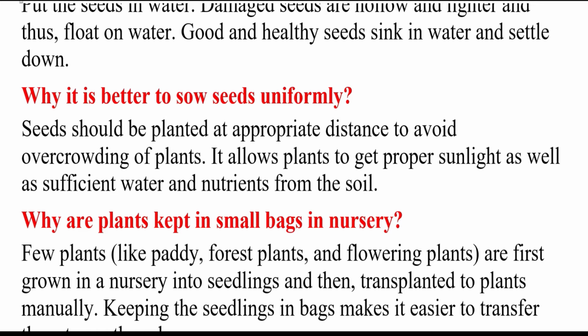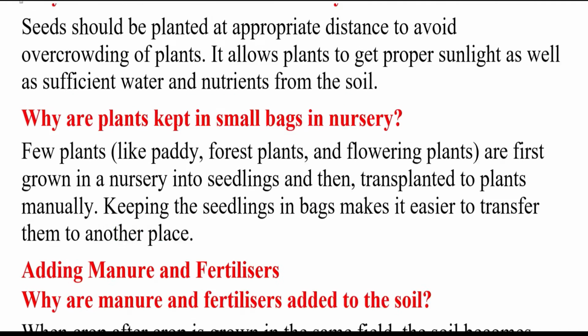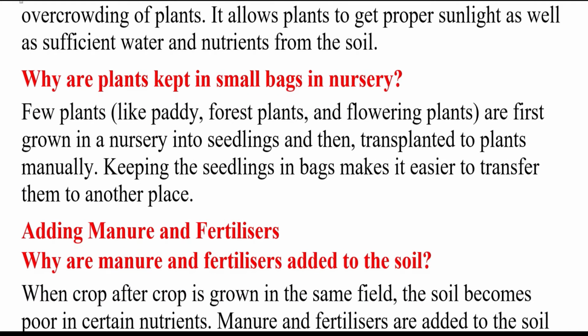Why are plants kept in small bags in a nursery? A few plants like paddy, forest plants, and flowering plants are first grown in the nursery into seedlings, then they are transplanted manually. Keeping the seedling in a bag makes it easier to transfer them to another place. The next process is adding manure and fertilizers.